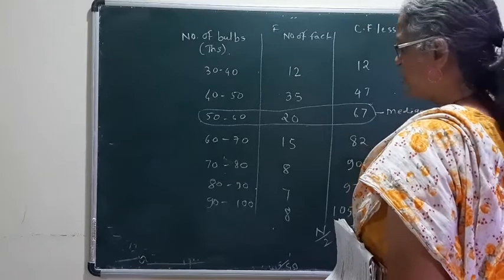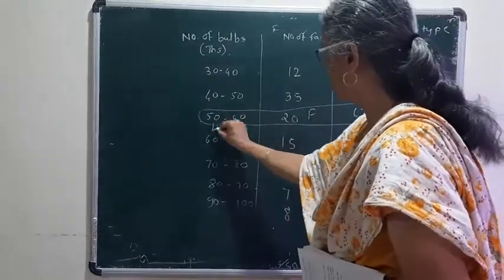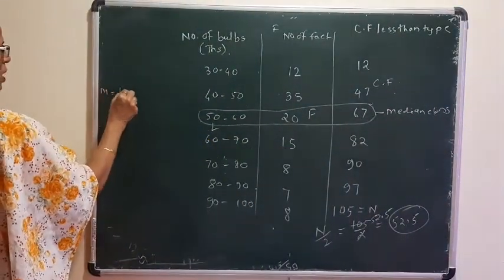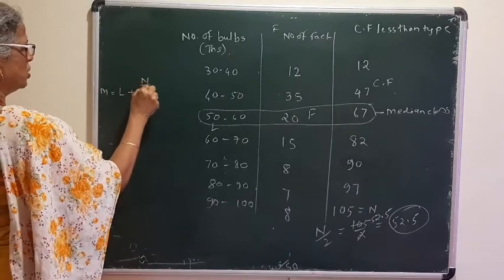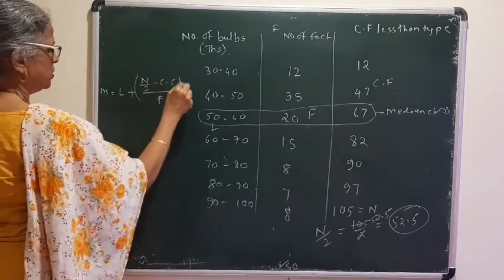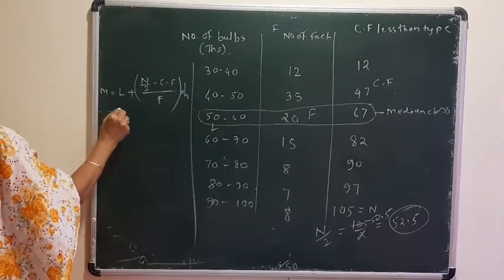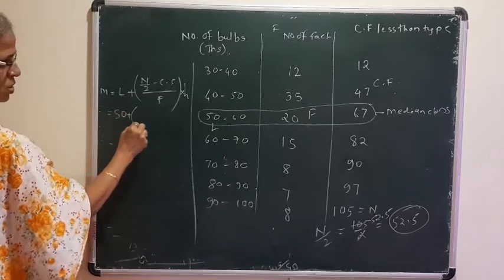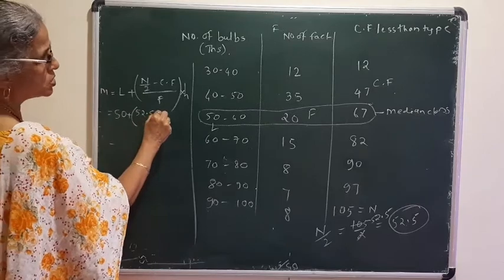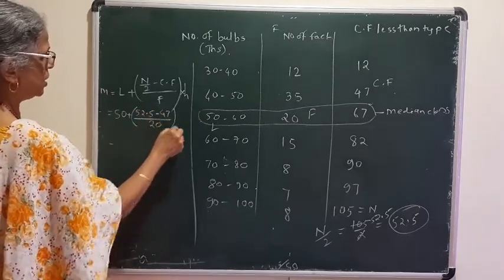Followed how to obtain the median class. So this is your CF, this is your F, and this is your L. So then I will write the formula: median is equal to L plus n by 2 minus CF upon F into h. So median is equal to L is 50 plus n by 2 is 52.5 minus CF. CF I have 47, upon F I have 20, and h is 10.